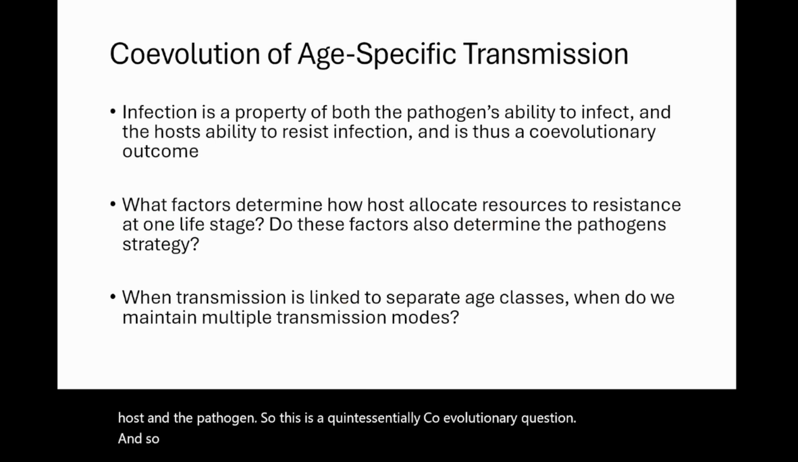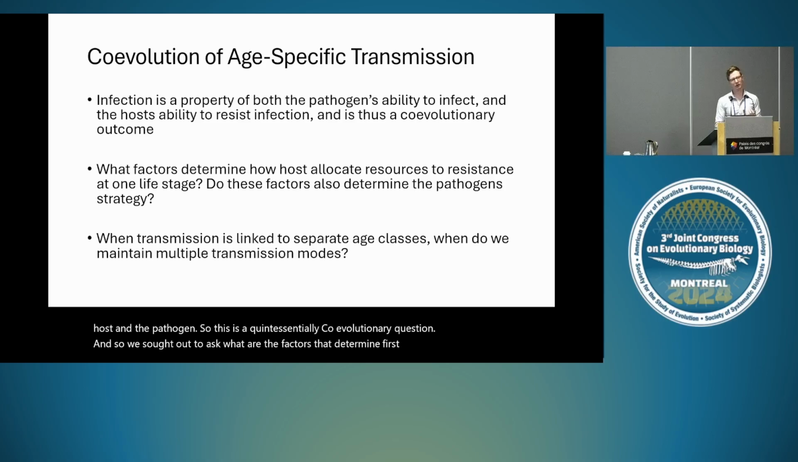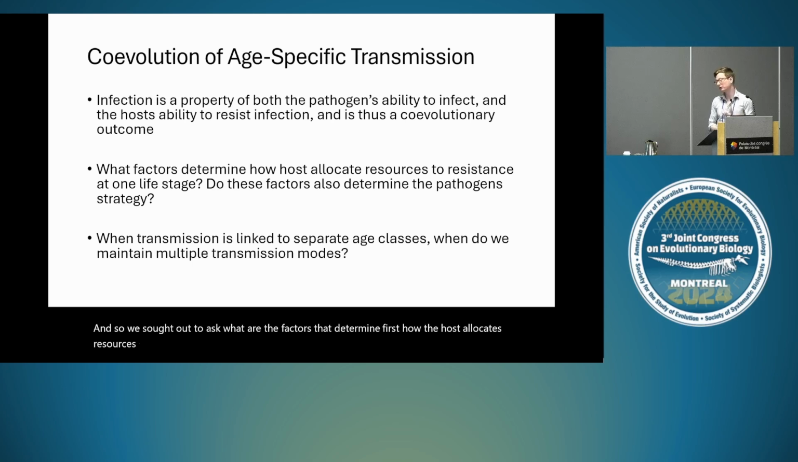And so we set out to ask, what are the factors that determine, first, how the host allocates resources between juvenile and adult resistance, and likewise, how does the pathogen allocate resources between juvenile and adult infectivity? And so when you have this link between age and transmission modes, what are the demographic or evolutionary factors that allow you to maintain multiple transmission modes simultaneously?